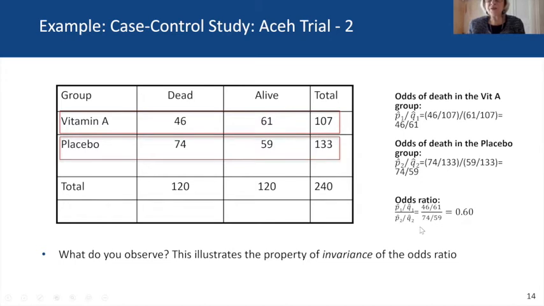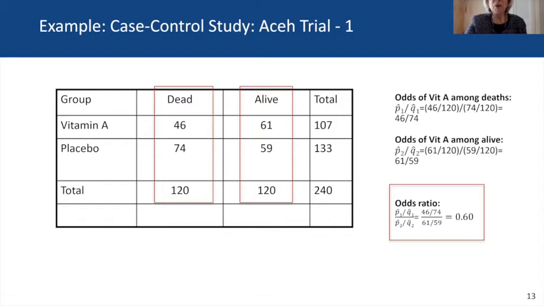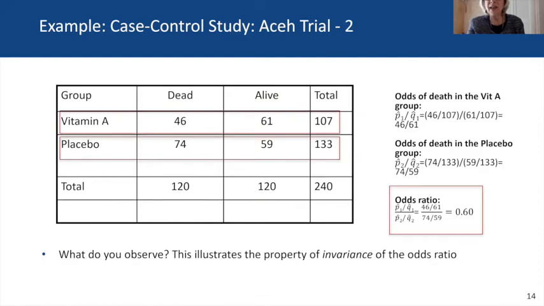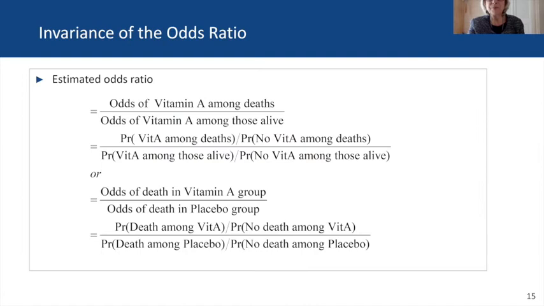So what do we observe? We observe what's known as the property of invariance of the odds ratio. So in other words, we can go back to the previous slide and we see that the odds of vitamin A among deaths divided by the odds of vitamin A among those who remain alive is 0.6. And we also just saw that the odds of death in the vitamin A group divided by the odds of death in the placebo group is also an odds ratio of 0.6. And this property of invariance of the odds ratio will always hold in 2x2 tables.